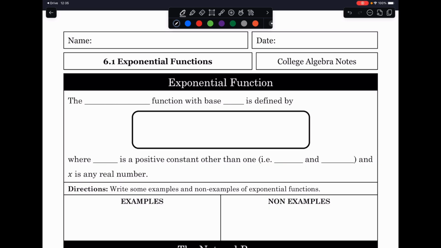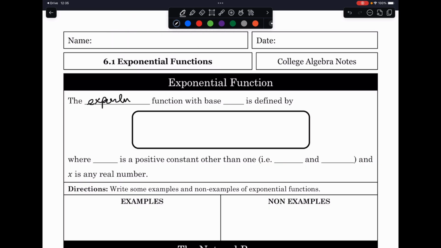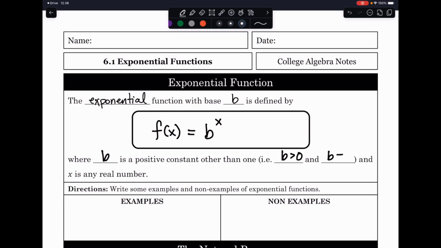So the exponential function with a base b is defined as the following. f of x equals b to the power of x, where our b is going to be a positive constant that is not equal to 1. So it's going to be a number that is greater than 0, but not the number 1.